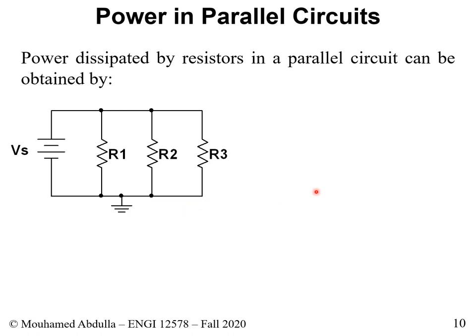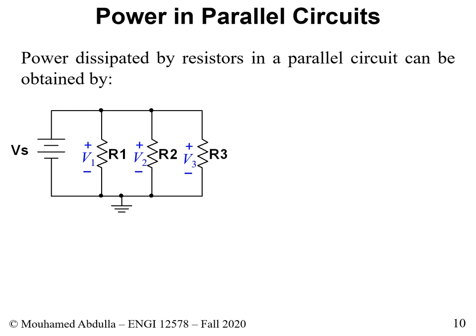So maybe we could annotate this circuit. This will help us determine the dissipated power. Across the first resistor, we will have a voltage V1. Across the second resistor, we'll have a voltage V2. And across the third resistor, we'll have a voltage V3. And this could go on until, let's say, Vn if we have n resistors.